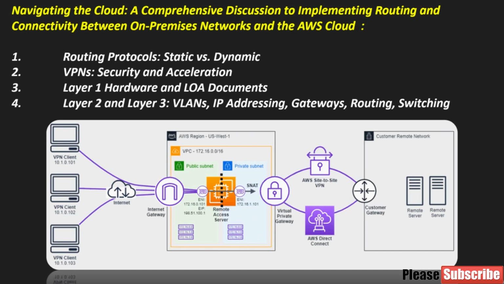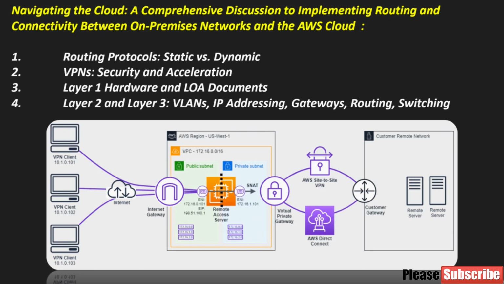Second is VPNs, for security and acceleration. Virtual private networks play a pivotal role in securing data in transit between on-premises and the cloud. Understanding security protocols, encryption methods, and accelerated VPN options ensures secure and efficient data transfer mechanisms too.